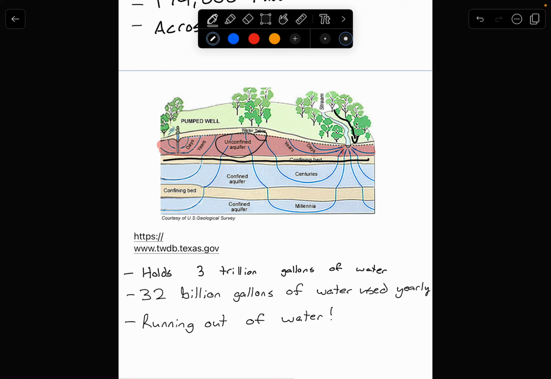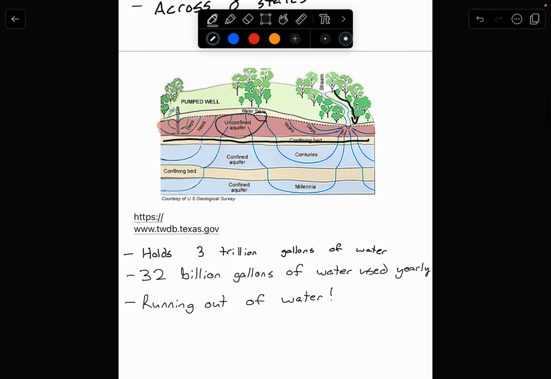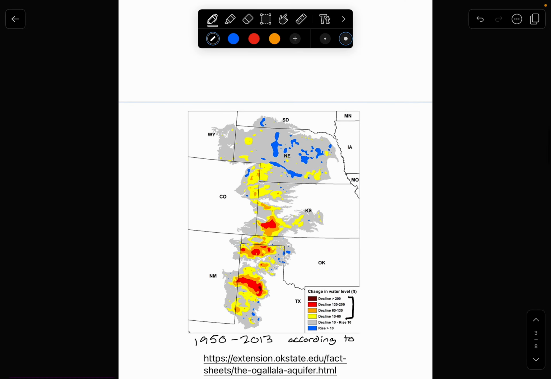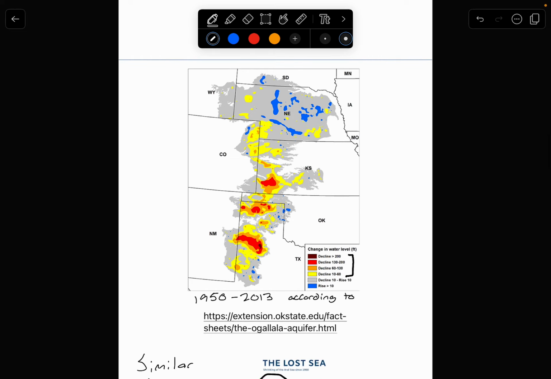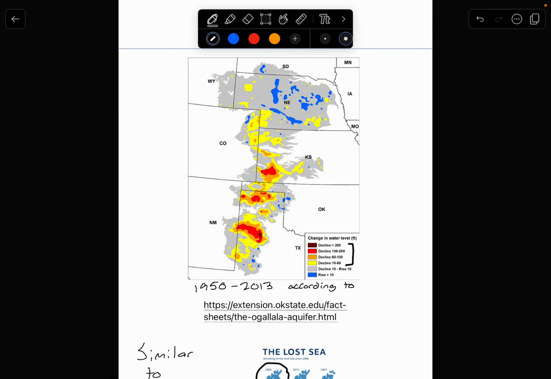It holds 3 trillion gallons of water, and 32 billion gallons of water are used yearly, or consumed, or pumped out of the aquifer by us, meaning we are running out of water. As you can see here with the reds, the oranges, and the yellows, a large portion of this aquifer is being drained, and the water level is decreasing anywhere from 10 to over 200 feet in the majority of places from 1950 to 2013.